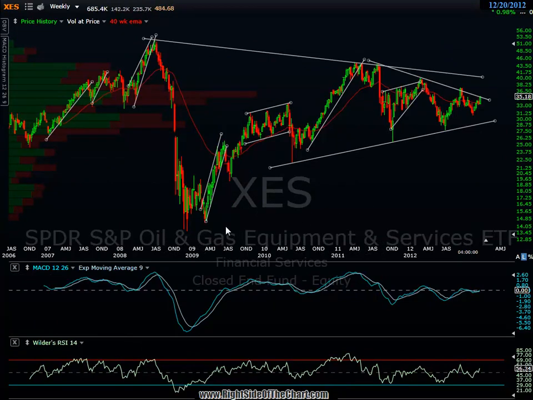XEX, the oil and gas SPDR ETF, this one, keep an eye on this downtrend line. We're very close to a breakout here. If we fall back here, this would be your support level, key support level. So there's a triangle pattern, and like a lot of things, it's getting close. It's got a little ways to go before apex, but one to watch.